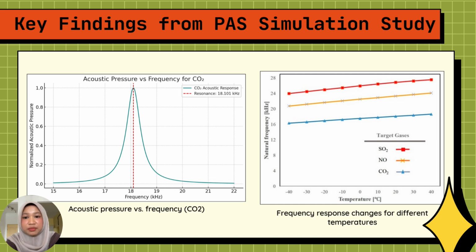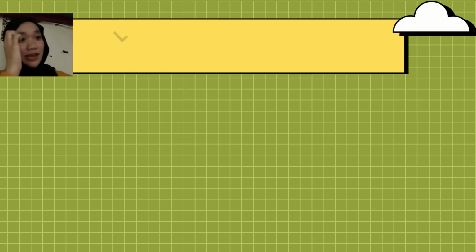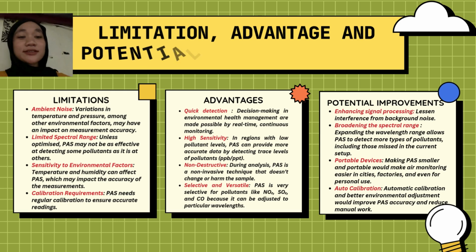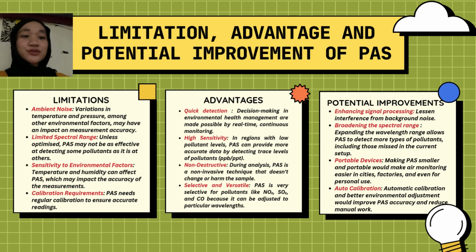Notably, the cell miniaturization considerably decreased background noise, particularly the one related to window absorption of conventional systems. This helps increase the signal-to-noise ratio, enhancing clarity of measurements. Now, let's take a look at the limitations, advantages, and also possible improvements of PAS.